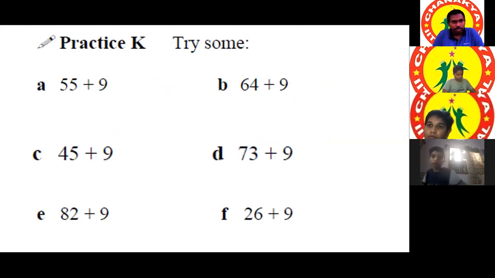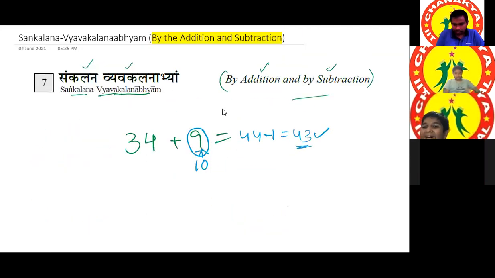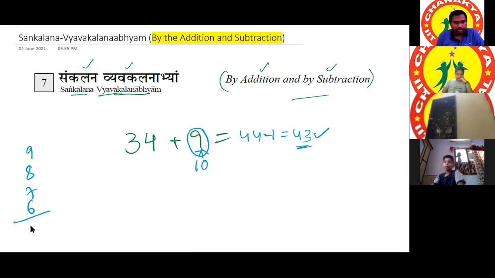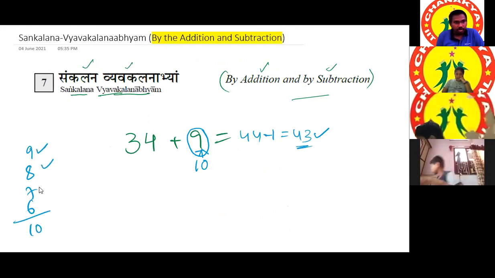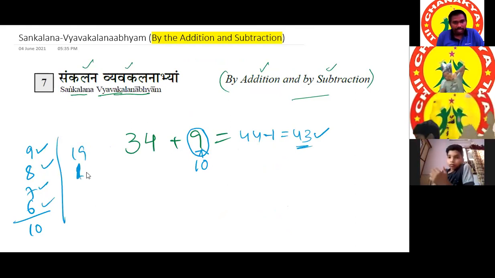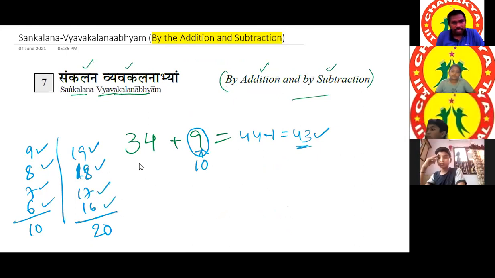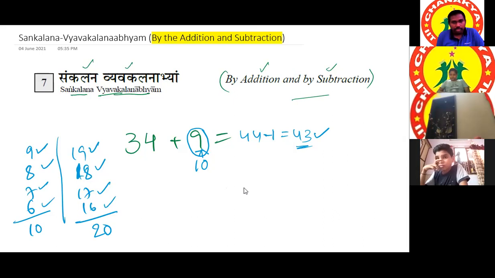That means when it is 34 plus 19, we can add 20. Yes, correct. If we have to add numbers like 9, 8, 7, and up to 6, we have to add 10 and later subtract 1 or 2 or 3 or 4. For the numbers 19, 18, 17, 16, we have to add 20 and later subtract. For 13, no need to add.